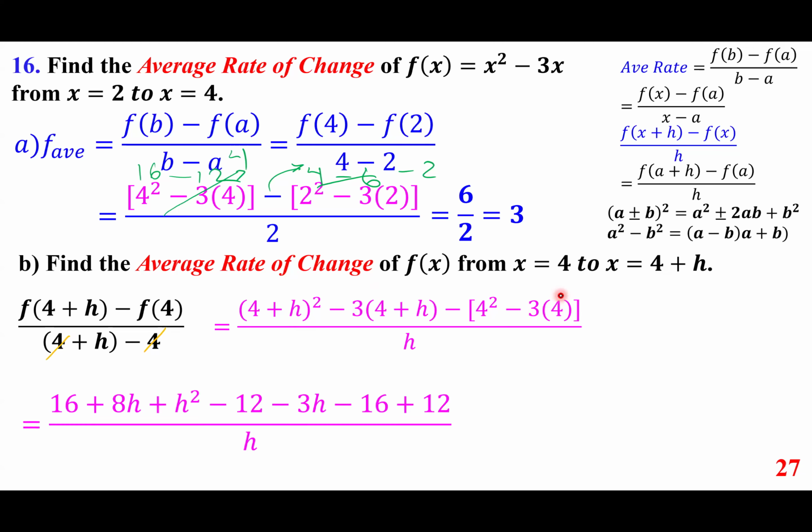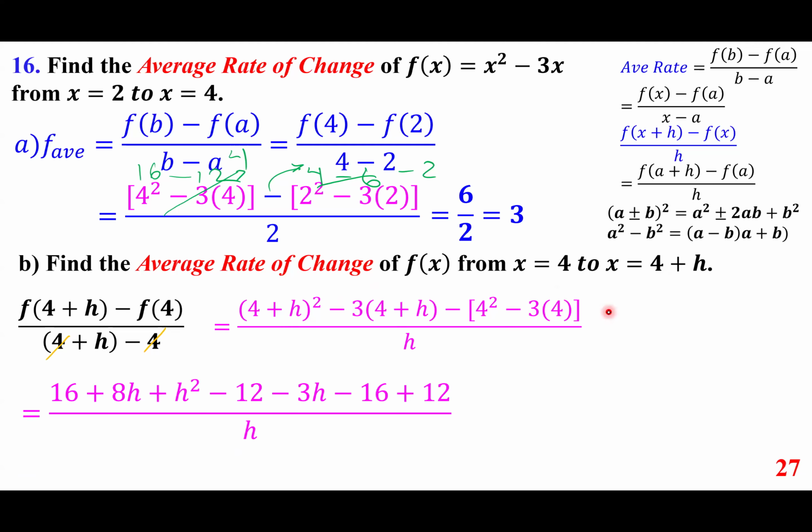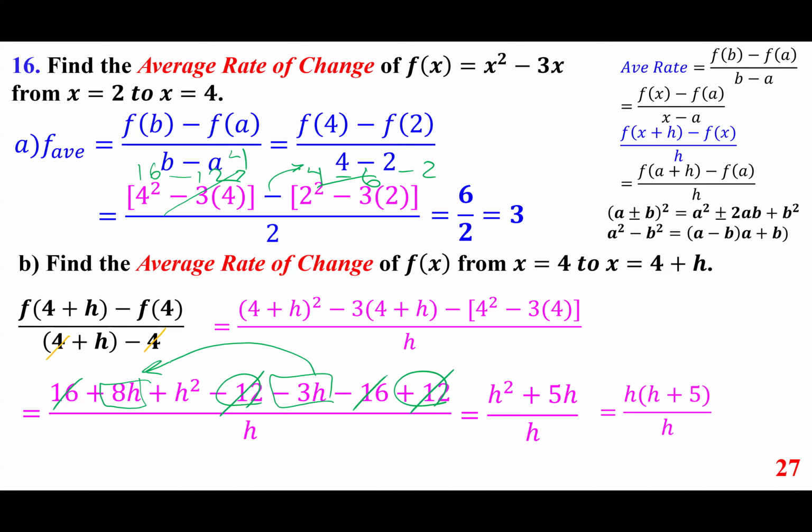I'm going to write it in this fashion instead of actually working this out, because you may notice this cancels out this one. This cancels out this one. Then you have in the numerator h squared and this 2, which is 5h. Now, if I factor the h out and drop it, I get h plus 5 as the final answer.